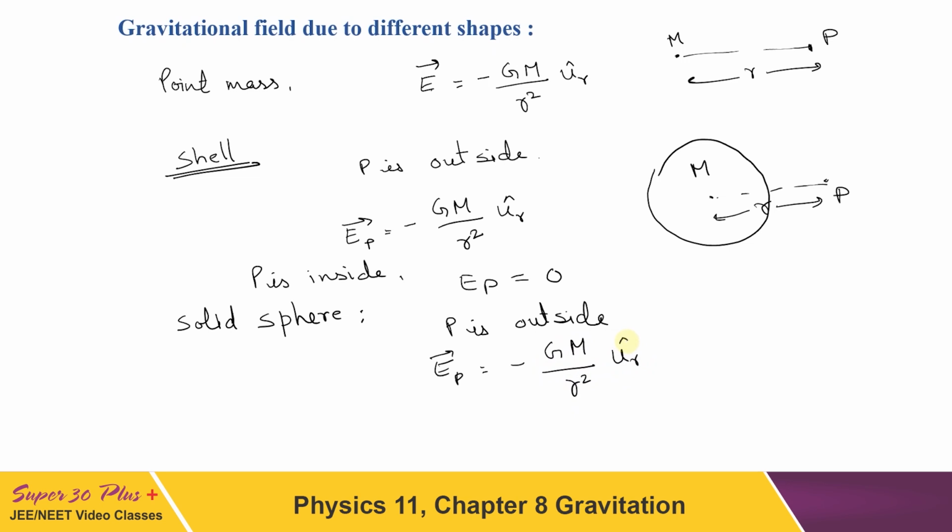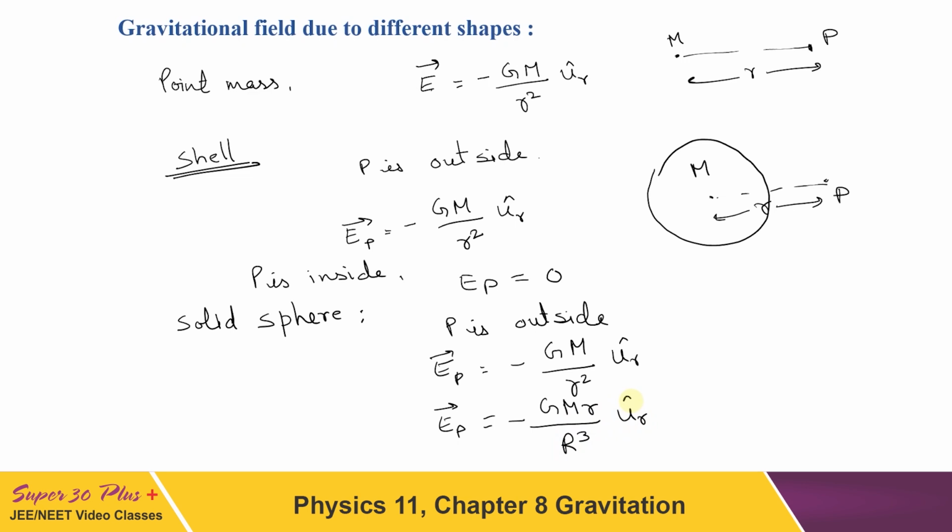What about the inside? This time it won't be 0. For inside points, we had used this result while calculating acceleration due to gravity inside the earth, because earth is also a solid sphere. So already we had derived this for the earth. The same result I am going to use here again. It will be given by minus GM r upon R cube, and direction given by minus of unit vector r. So this is the result of gravitational field intensity at a point P which is inside the solid sphere.